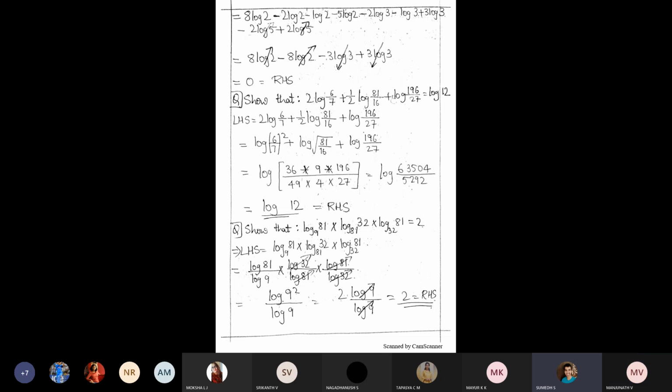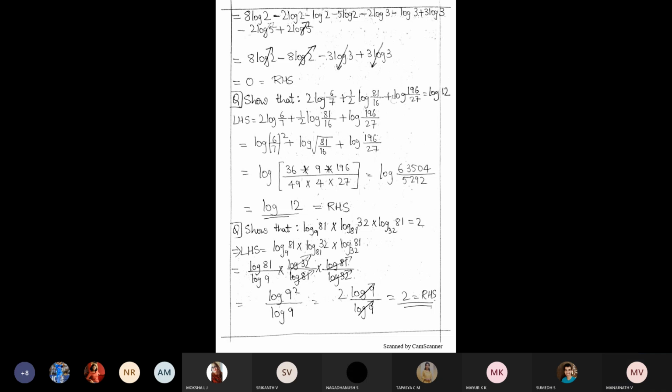Here, basically, we switched the n log m to the base a law, right, sir? Yeah, we take it as log m to the power of n to the base a. Yes, we are using the formula in the reverse direction. See, 2 log 6 by 7, you are writing it as 6 by 7 to the power of 2. That is n log m. I am using n log m as log m whole to the power of n. Right?